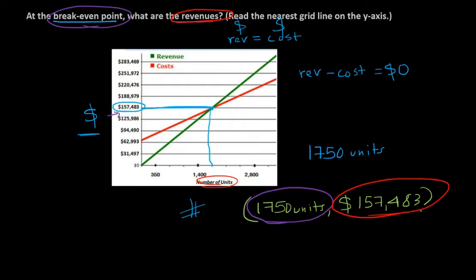And again, notice that my answer is 157,483 and not 0, okay? Because it asked me at the break-even point, what are the revenues? So I have made 157,483 dollars off of these units. That's true. That is my revenue. Okay, so it might be tempting to say $0 because you know that your net profit is 0. But again, your revenue is 157,483.